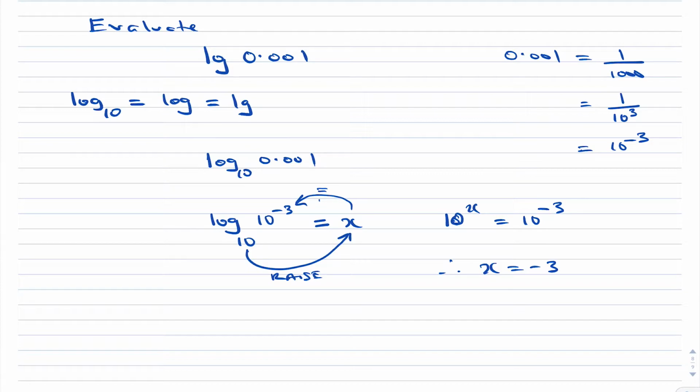As you can see, LG 0.001 becomes minus 3. If you punch that into your calculator, log of base 10, 0.001, you will get minus 3.